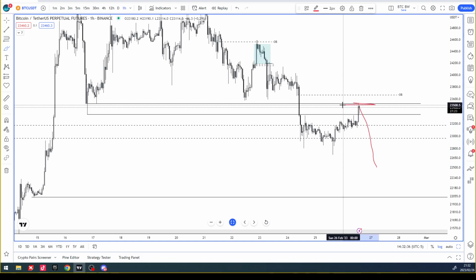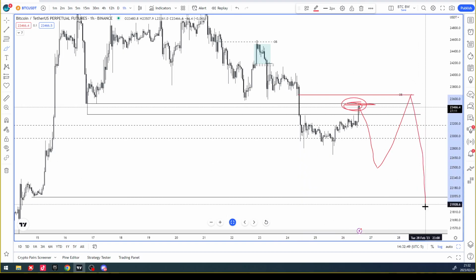Stops now get placed above here. And then after tomorrow, say end of tomorrow, Tuesday, we get this coming up here, takes this guy out, taps the order block here, and then we get speed down there. Does that make sense?